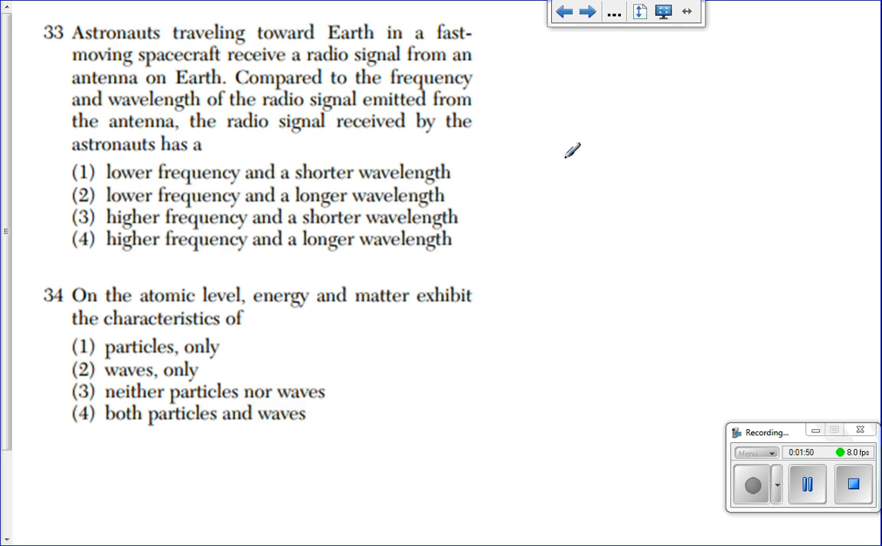For number 33, this is a Doppler effect question. It says that the astronauts are traveling towards the Earth. So if you are moving towards the Earth, the Doppler effect says you are going to have higher frequency, and higher frequency means shorter wavelength. That is straight up Doppler effect.